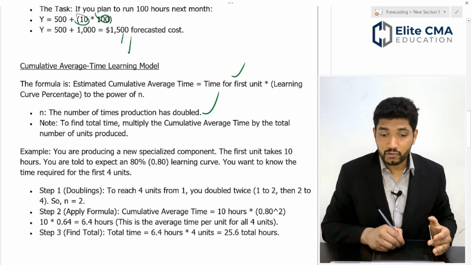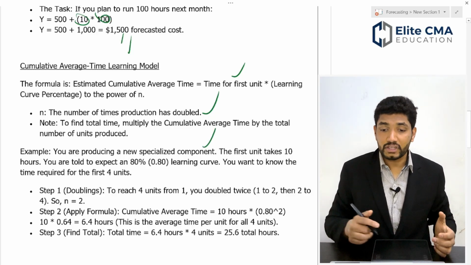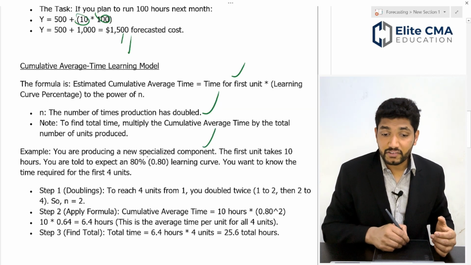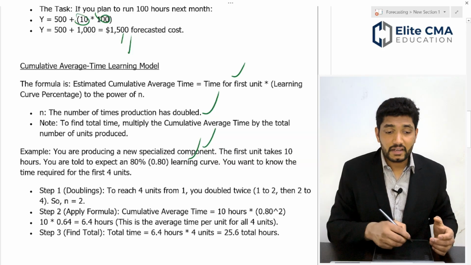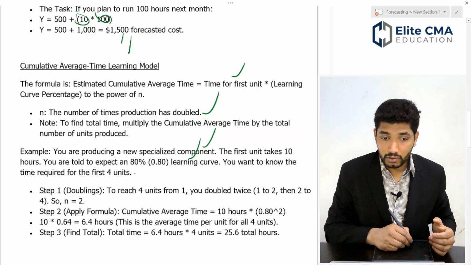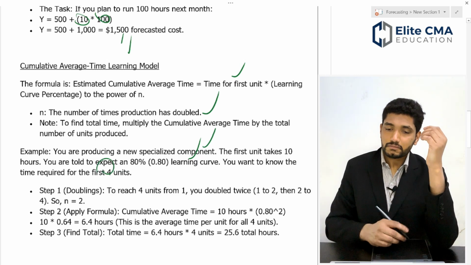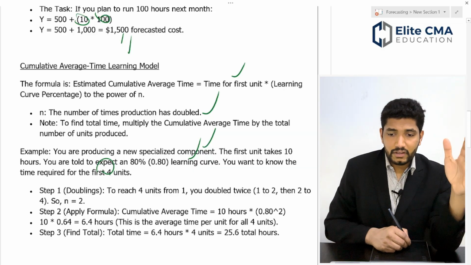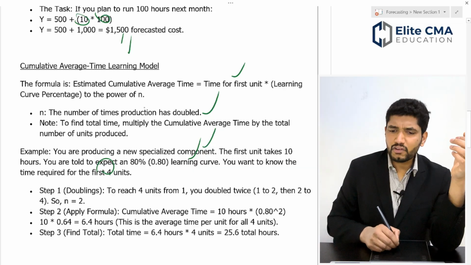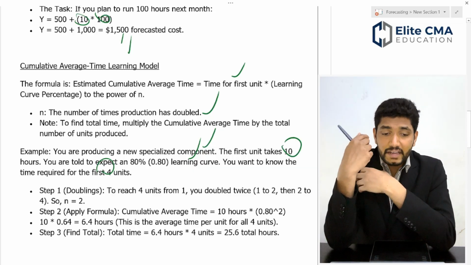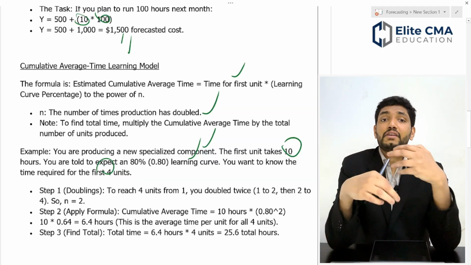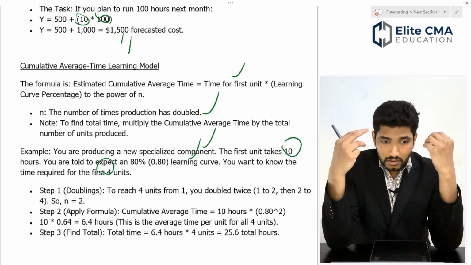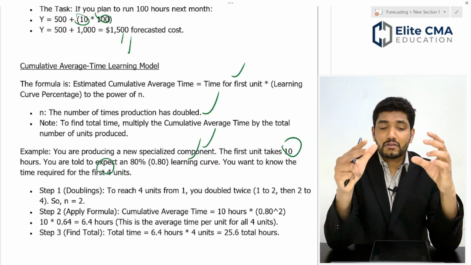You are producing a new specialized component. The first unit takes 10 hours. You are told to expect an 80% learning curve. You want to know the time required for the first 4 units. So the first unit takes 10 hours, the learning curve is 80%, and you want to calculate the required time to produce the first 4 units.